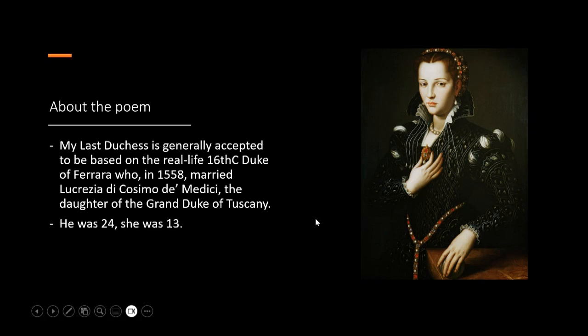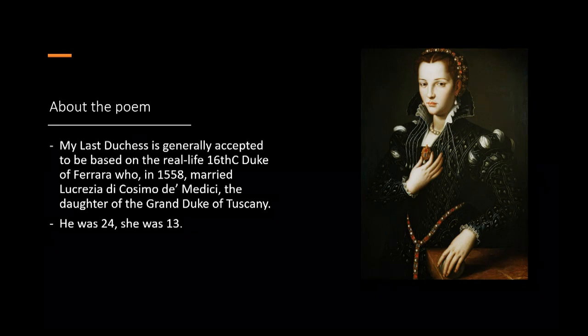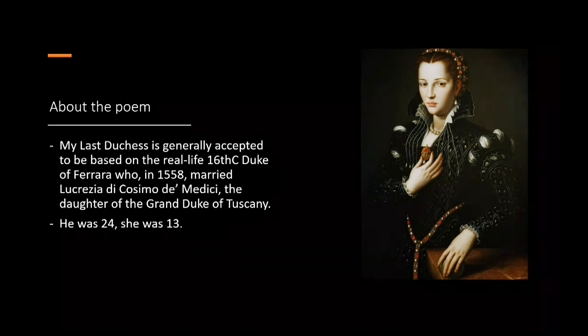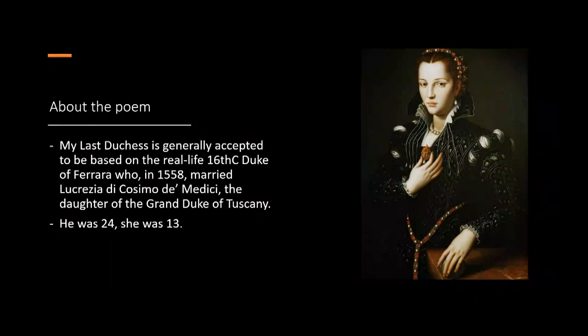At the time that the Duke and the Duchess married, he was 24 and she was 13 years old. And this doesn't sit very easily with students, and nor should it. But I'll come to some of those issues, if you don't mind, later on in the discussion around the poem. But that age gap probably wouldn't have been all that uncommon in those days. And for a teenage or young teenage girl, being betrothed to an older man was almost a business deal rather than any kind of romantic or sexual relationship. So I think the poem will allow us to explore those ideas.